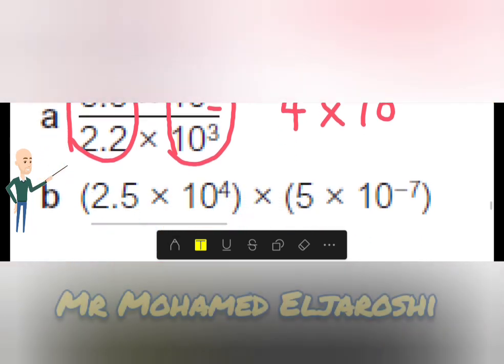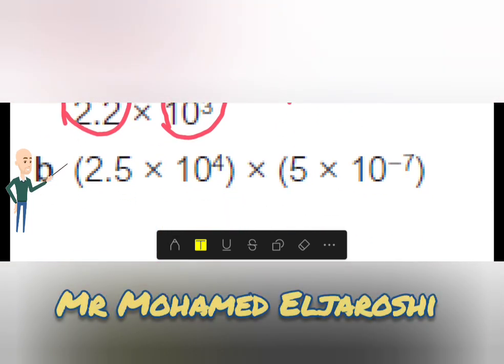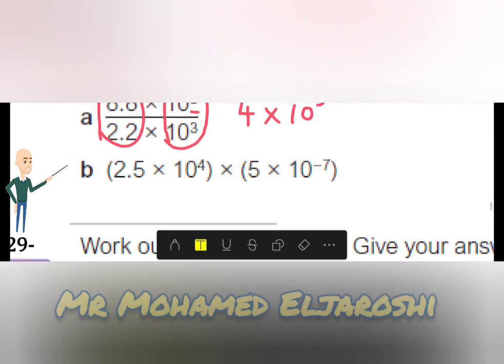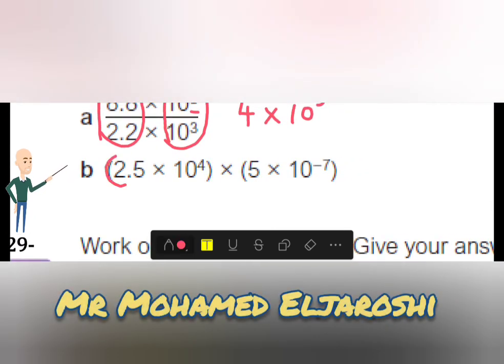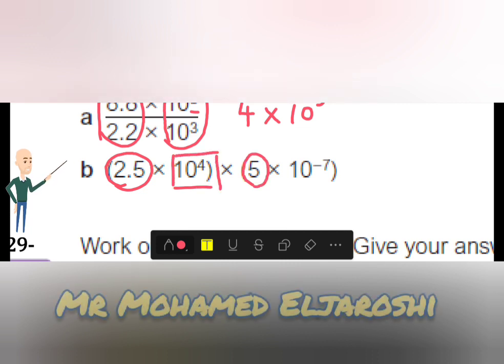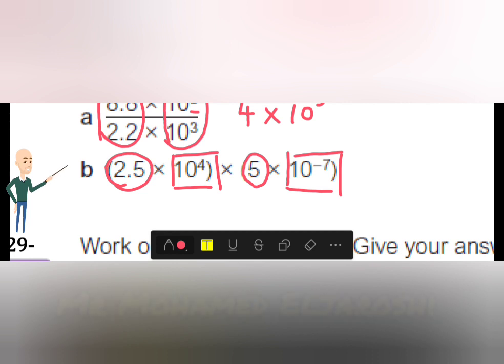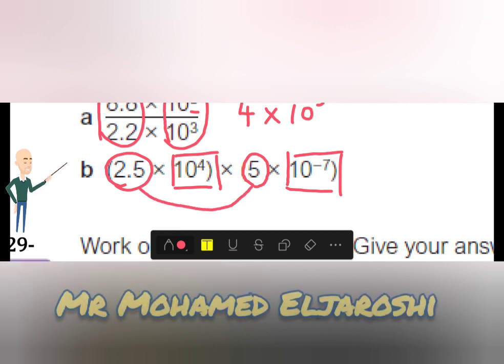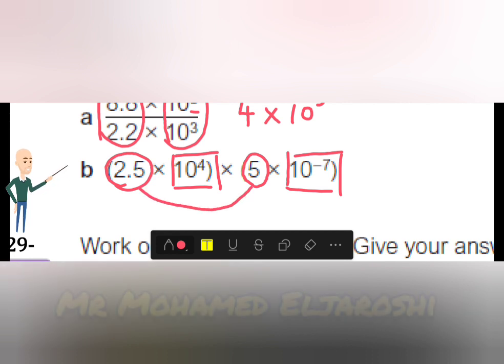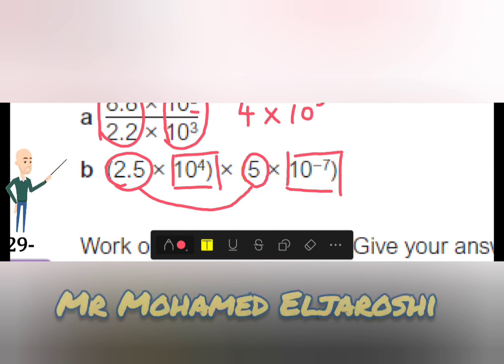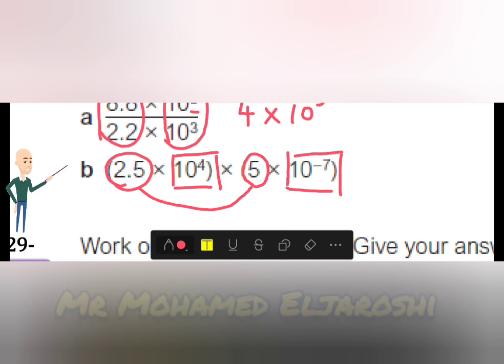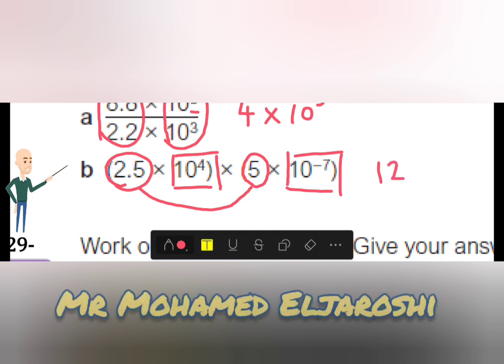Now let's check question B. In question B, we're going to do the same but multiplying. We're going to multiply the first one here by the first one here. And then I'm going to multiply the tens with powers together. And when you multiply the same base number, you're going to add the powers. Now first let's multiply 2.5 by 5. So 2.5 times 5 equals 12.5. I'm going to write it here, 12.5.